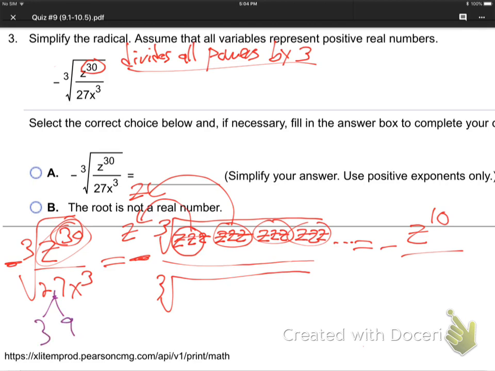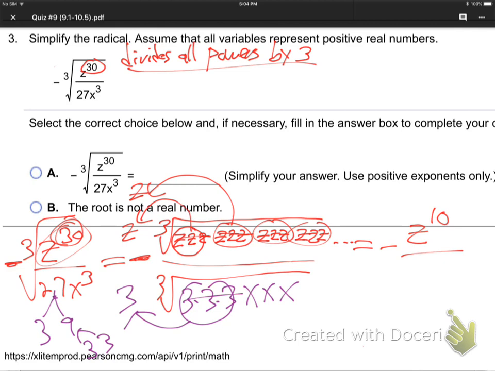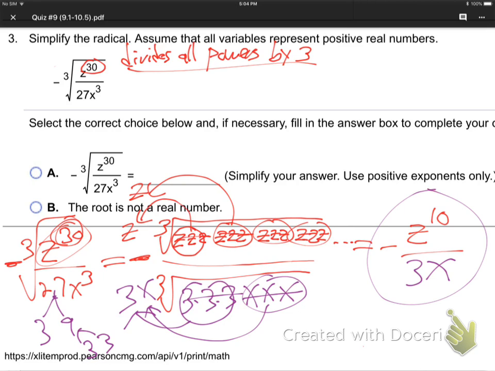27 is 3 times 9, and 9 is 3 times 3. So we have 3, 3, 3, and we have x, x, x. Again, he's 3 in the hook, so 3 3's in, sends 1 3 out, and they're gone. 3x is in, sends 1 x out, and they're gone. So 3x on the bottom.